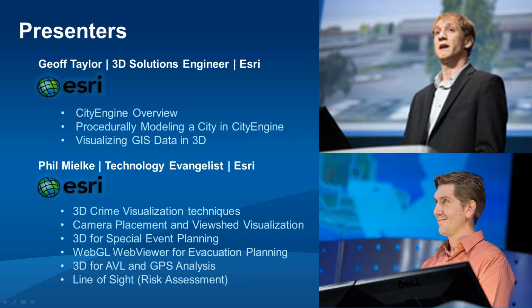And then we'll also work with 3D for special event planning using our existing special event planning templates with ArcGIS Online, and then work through a workflow where we're actually able to bring that into 3D. We're going to be able to view evacuation planning and also have a web scene for that so that we can really use that as a communication medium. We're also going to model in 3D AVL and GPS analysis. This is a workflow that's common to law enforcement, as well as a line of sight risk assessment model.